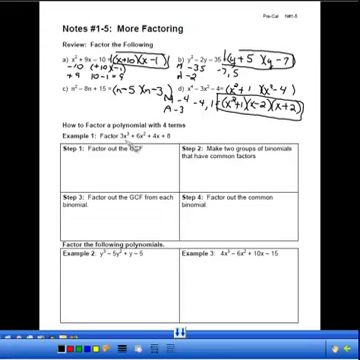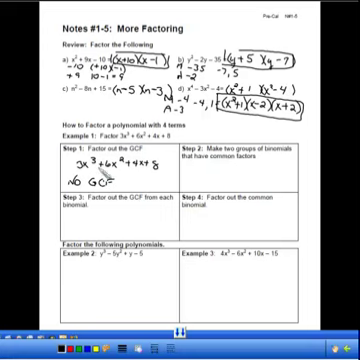So let's look at this one. There isn't a GCF that I can see. So it's going to stay 3x cubed plus 6x squared plus 4x plus 8, because there's no GCF in this particular problem. Okay. Step 2, make 2 groups of binomials that have common factors.